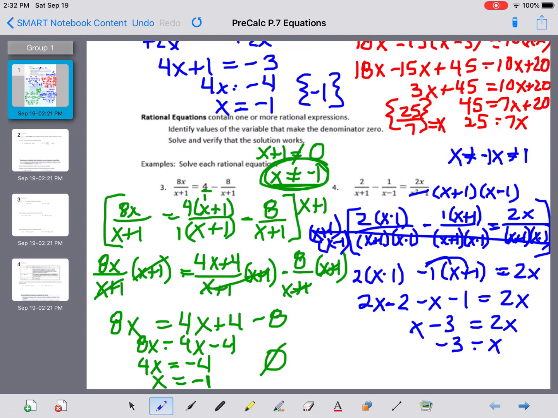Is x allowed to equal negative 3? Yes, my only restrictions were -1 and 1. And if I plug it back into that equation, I should get a true statement up there. So I'm going to go with my set notation of -3. And guys, after years of making these little set notations, I'm still not that great at them. So it's okay. As long as I can tell it's not a parenthesis, squiggle away.